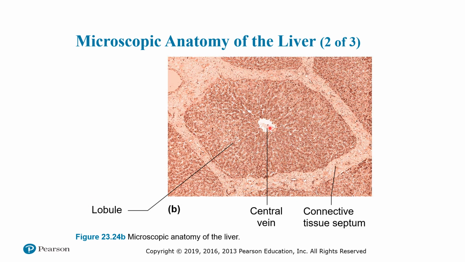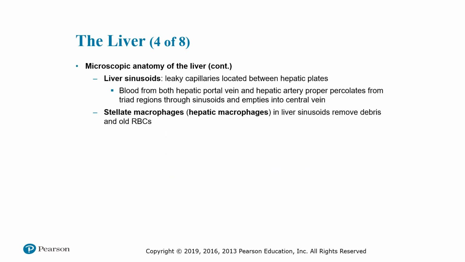This is a closer look, and this is a central vein around which there are sheets of hepatocytes, and between these hepatocytes there are dilated capillaries known as sinusoids. The liver sinusoids are leaky capillaries located between the hepatic plates. Blood from both the hepatic portal vein and hepatic artery proper percolates from the triad region through the sinusoids and empties into the central vein. And in these liver sinusoids, macrophages are present. They are known as hepatic macrophages.